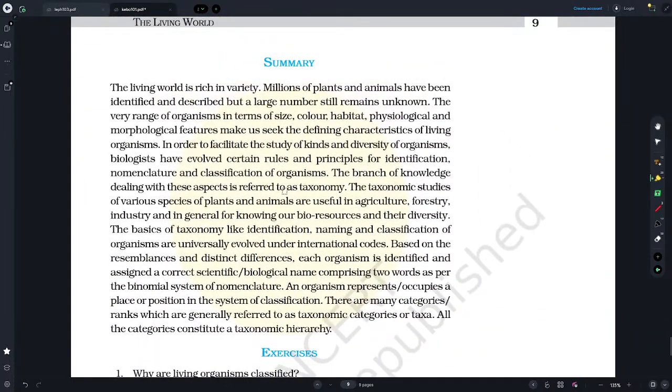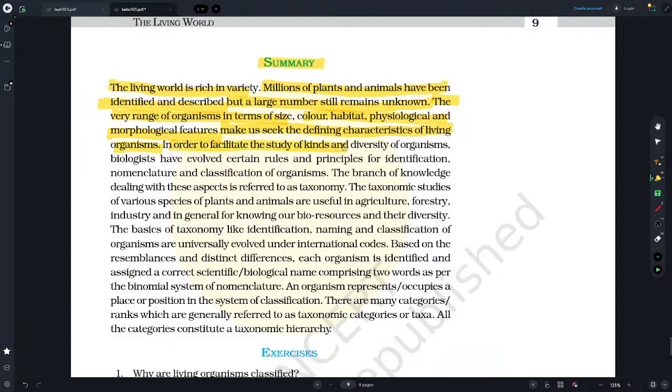That finishes the chapter, and we have a summary here which I will read. The living world is rich in variety. Millions of plants and animals have been identified and described, but a large number still remains unknown. The very range of organisms in terms of size, color, habitat, physiological and morphological features make us seek the defining characteristics of living organisms.